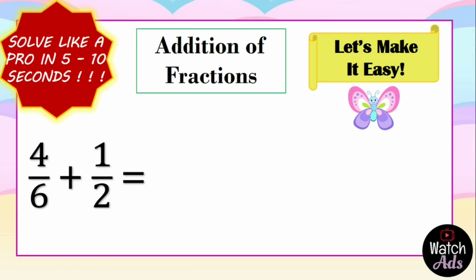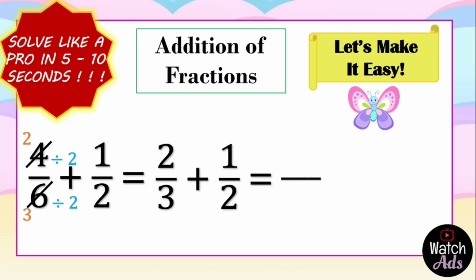Thank you. Let's have another example. We have 4/6 plus 1/2. If we assess our fractions, 4/6 is in the higher term. We have to reduce 4/6 into lowest term. We think of a number that can divide 4 and 6, and the greatest is 2. 4 divided by 2 is equal to 2. 6 divided by 2 is equal to 3. Now our brand new fractions are 2/3 plus 1/2.